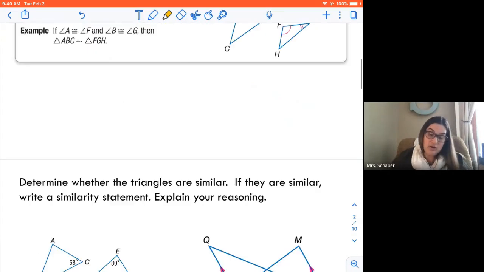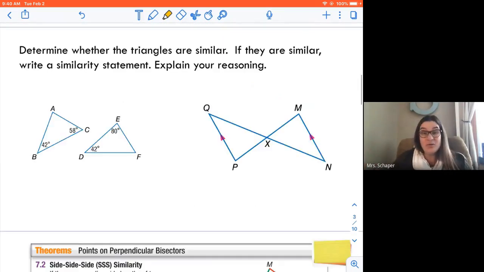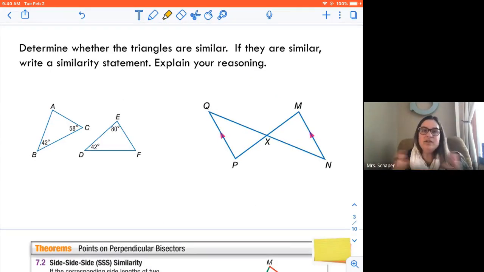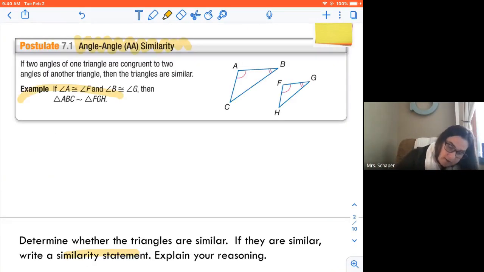All right, so we have to determine whether these triangles are congruent or similar, sorry. If they're similar, we're going to write the similarity statement. Now, just keep in mind, this right here is a similarity statement, using that similar symbol and then making sure that your angles correspond. Okay, so let's go through this.